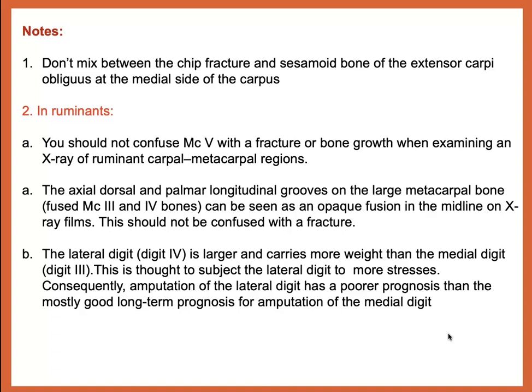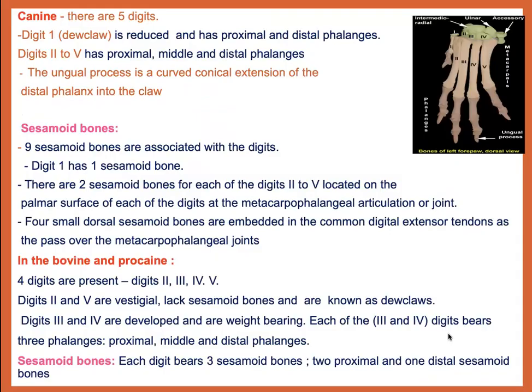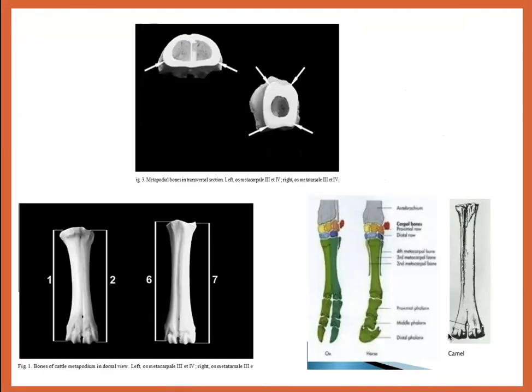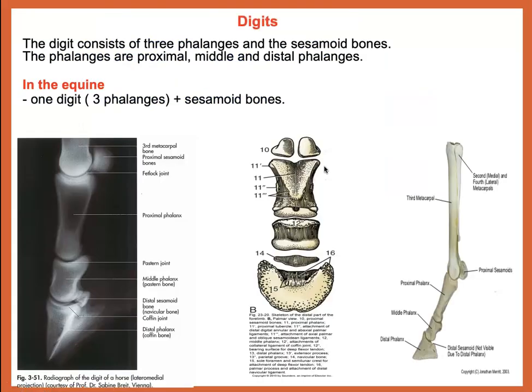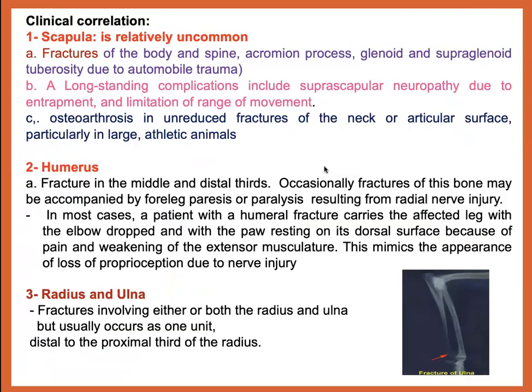So don't mix up the fracture of the metacarpal or metatarsal bones with number 5, which is the splint bone. Also, we mentioned that there are proximal and distal canals in the metacarpal and metatarsal, and the connection between them will be a longitudinal groove, so it will look like an opaque area. So don't confuse that in X-ray with a fracture. If you look back here, the line here will be opaque between the two canals. It is a groove, so don't confuse that as a fracture. It's not a fracture. It is the connection between the third and the fourth metacarpal bones.